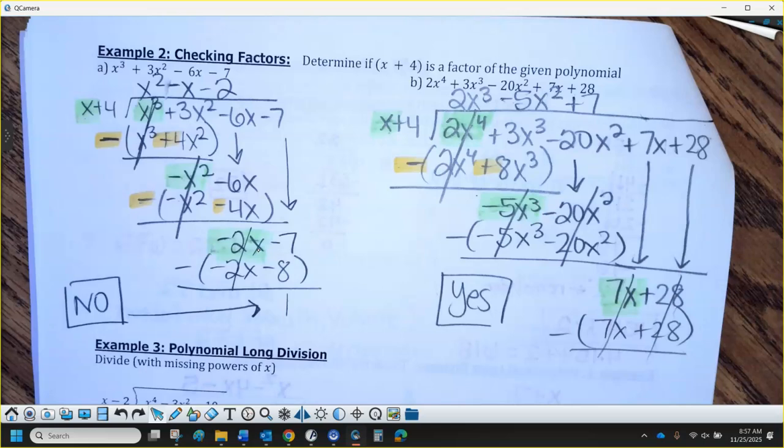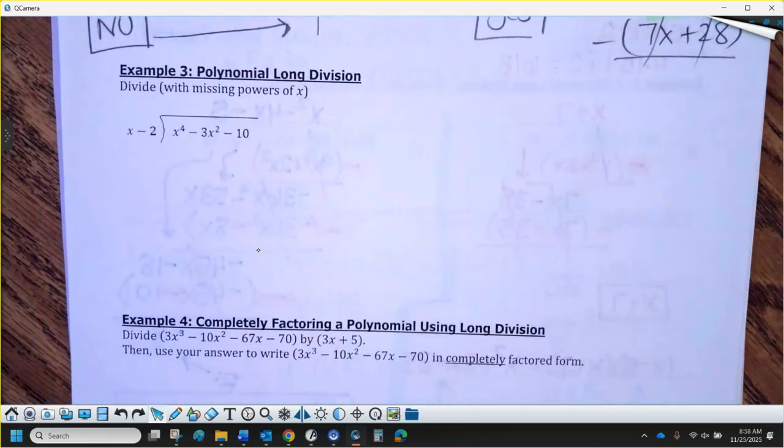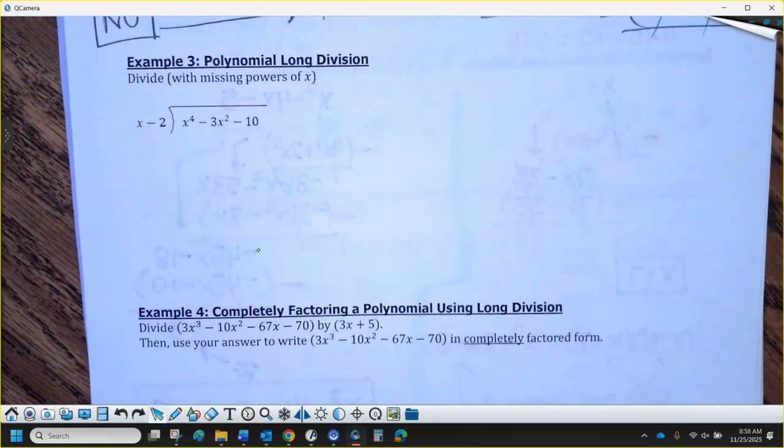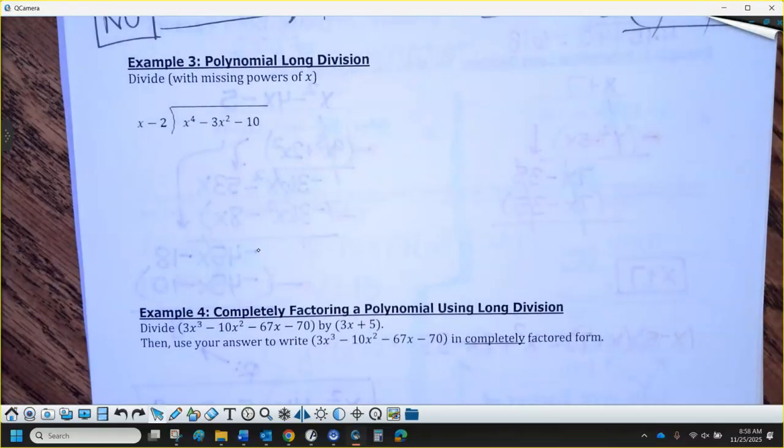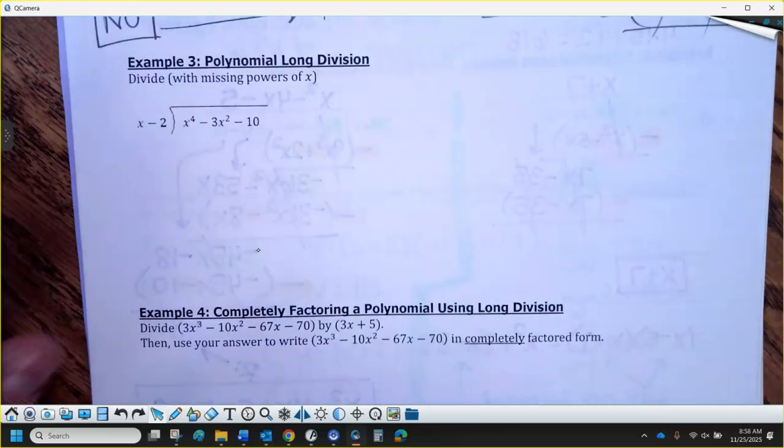Okay, now this next one is a little bit weird because it is missing powers of x. All the other questions we've done so far, if it had an x cubed, it'd have an x squared and an x and everything else. This one is missing powers of x. Now, you don't have to do this, but I would recommend this.